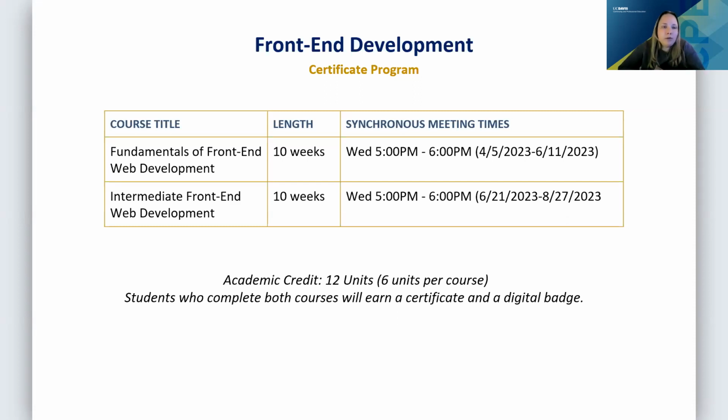So you'll meet on Wednesdays from 5 to 6 p.m. Our course starts April 5th and goes through June 11th. And then the intermediate front-end course also meets Wednesdays 5 to 6 from June 21st all the way through August 27th. That's just under 6 months, and you also receive 12 academic credits, which is fantastic if you'd like to ever apply those towards a graduate or a bachelor's degree.